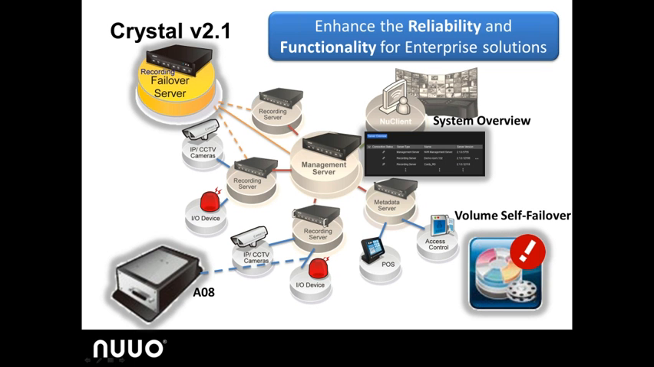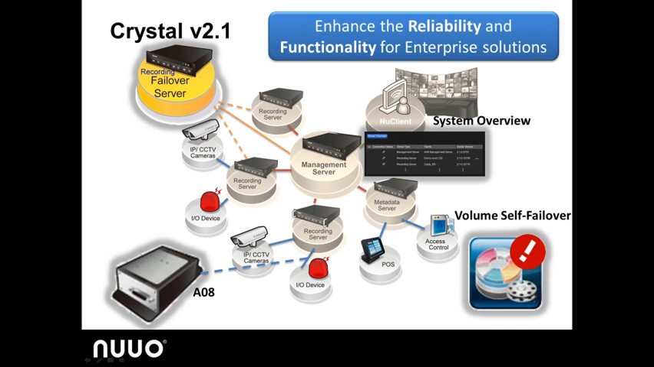And another is that Crystal 2.1 now officially supports our all-in-one box 808. This is basically the combination of our previous product C31A and the I/O box C24, 26, and 28.